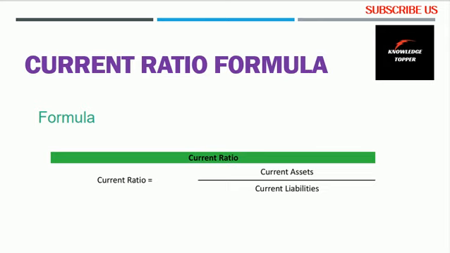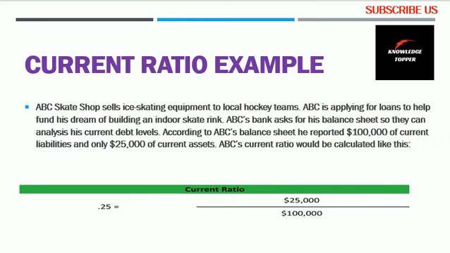Now let's jump to the example that I prepared for you guys. So here's an example of how you can calculate the current ratio. As written on your screen, ABC Skate Shop sells ice skating equipment to local hockey teams. Okay, ABC is applying for a loan to help fund his dream of building an indoor skate rink. ABC's bank asks for his balance sheet so they can analyze his current debt levels.